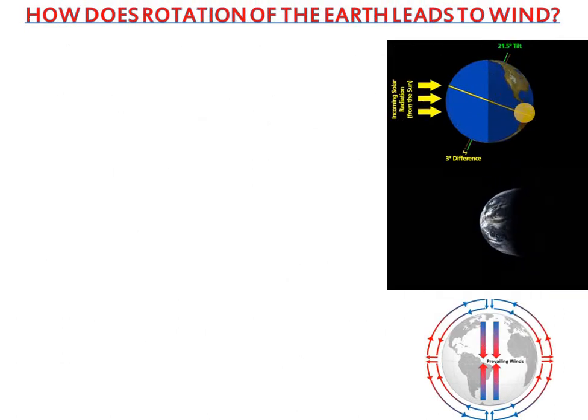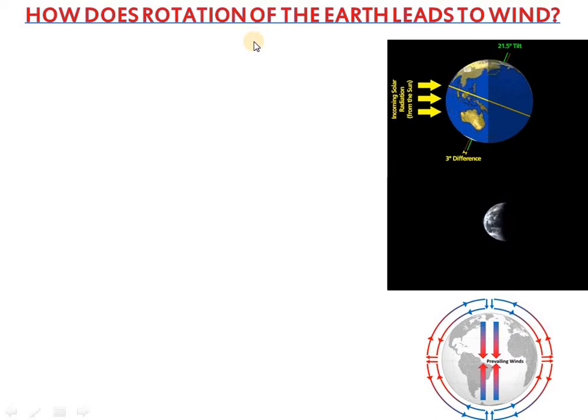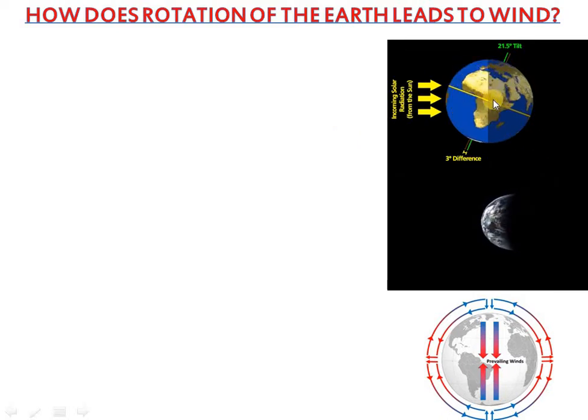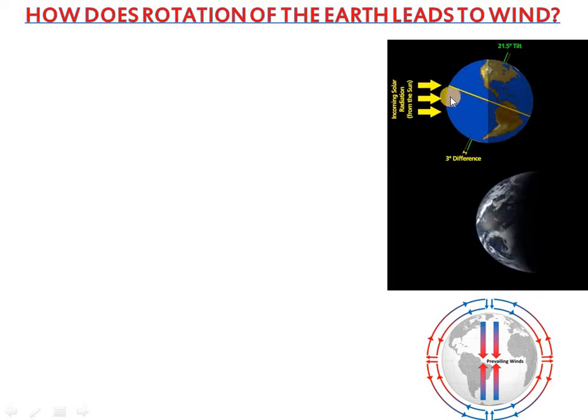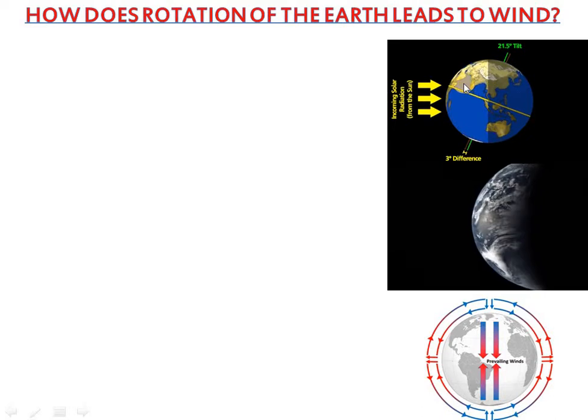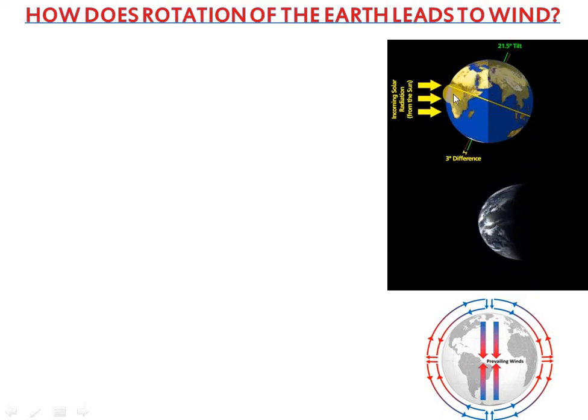And there are many reasons for wind production. One of them is the rotation of the earth. How does rotation lead to wind production? Let us see. You can see in this video, the earth is rotating and the sunlight is falling over it. Normally, vertical rays are falling at the equator of the earth, so the equator will be more hot.